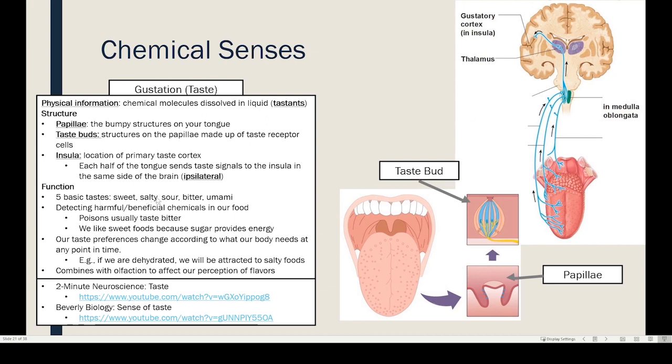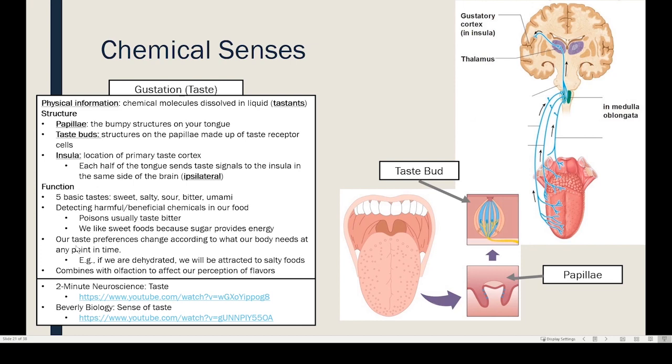And we'll talk about the different tastes in more detail in the next set of slides as well, but there are 5 basic tastes: sweet, salty, sour, bitter, and umami. And again, remember, these are useful for detecting harmful and beneficial chemicals in our food. So for example, poisons usually taste bitter, and we tend to like the taste of sweet foods because sugar is a source of energy.